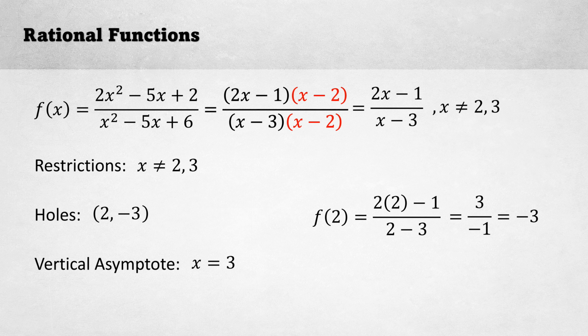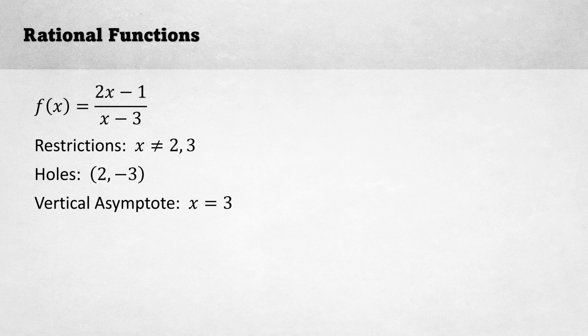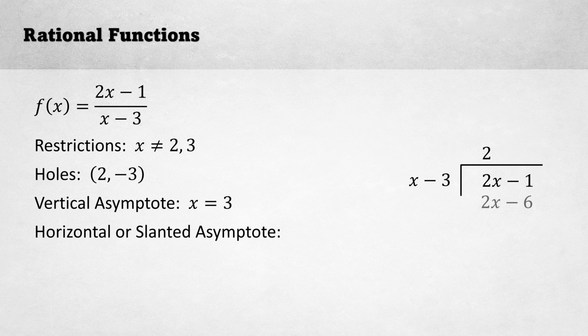So we first factored the rational function and listed its domain restrictions, and then simplified the function and found the hole using the common factor that was cancelled, and then listed the vertical asymptote. To find the horizontal or slanted asymptote, we divide the numerator of the rational function by its denominator using the simplified version of the function. So we divide 2x minus 1 by x minus 3 using long division. The horizontal or slanted asymptote is y equals the quotient of the long division. And since this equation has no slope, the asymptote is horizontal.